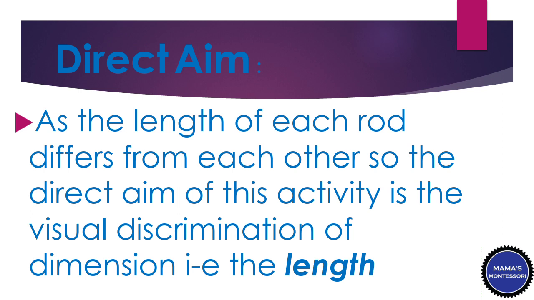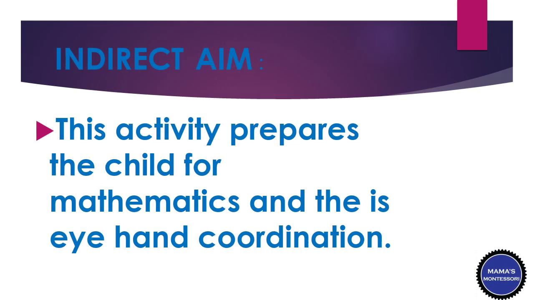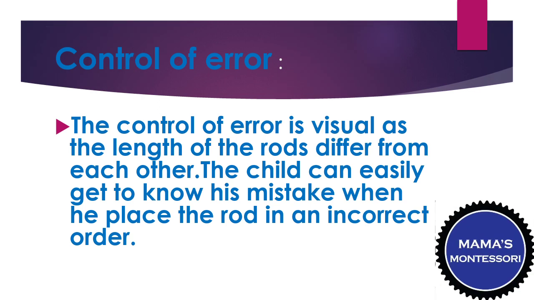Direct aim. As the length of each rod differs from the others, the direct aim of this activity is the visual discrimination of dimension, that is, length. Indirect aim. Through this activity, directors prepare the child for mathematics, counting, addition and subtraction, and eye-hand coordination is improved by using these sensorial materials.